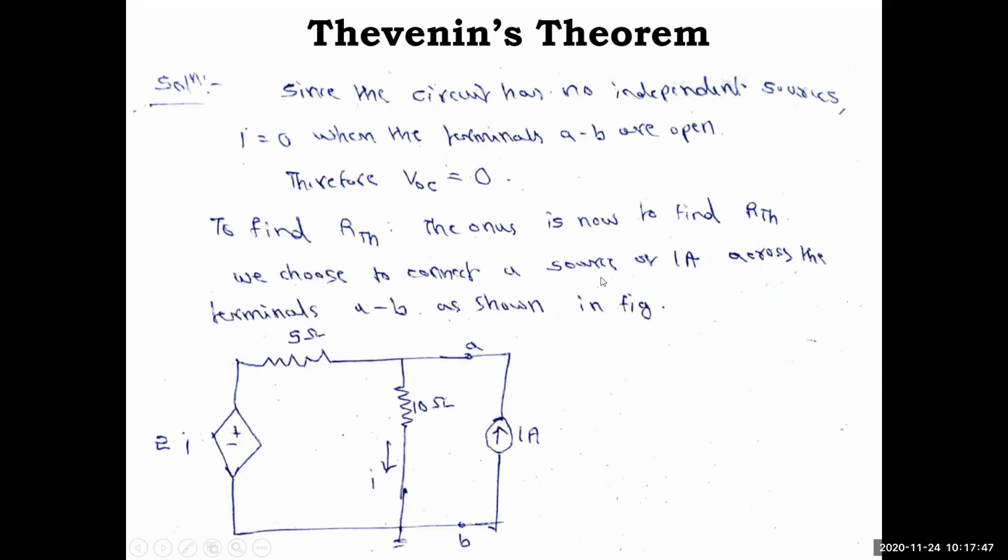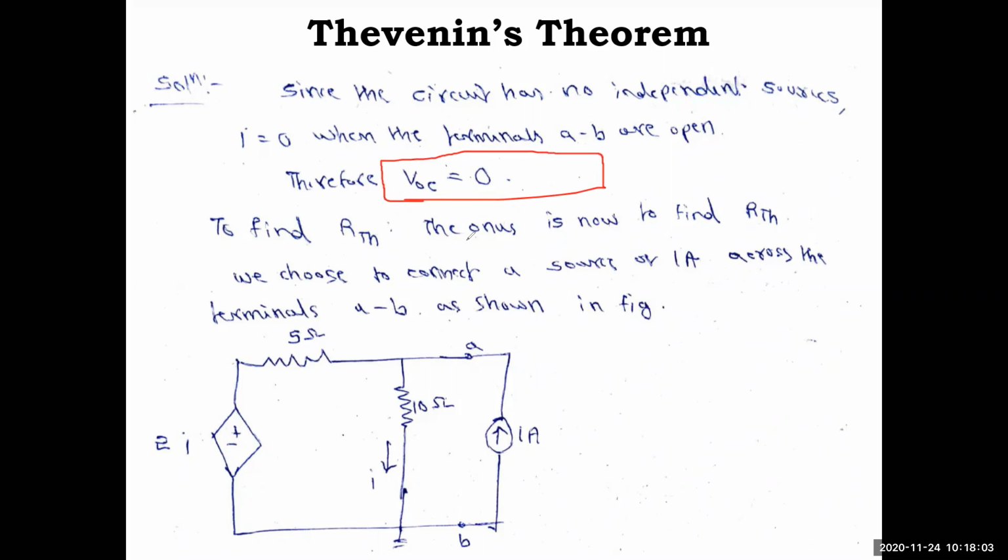So see the solution. Since the circuit has no independent sources, I equal to 0, then the terminals AB are open. Therefore, the open circuit voltage or VTH is equal to 0. So this is an important observation here.